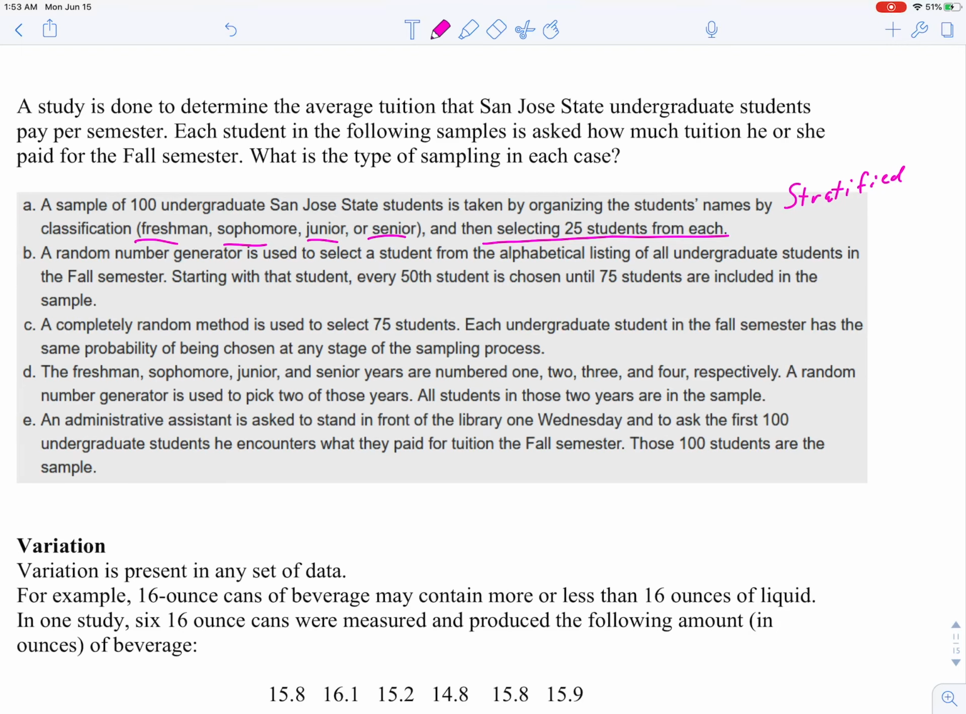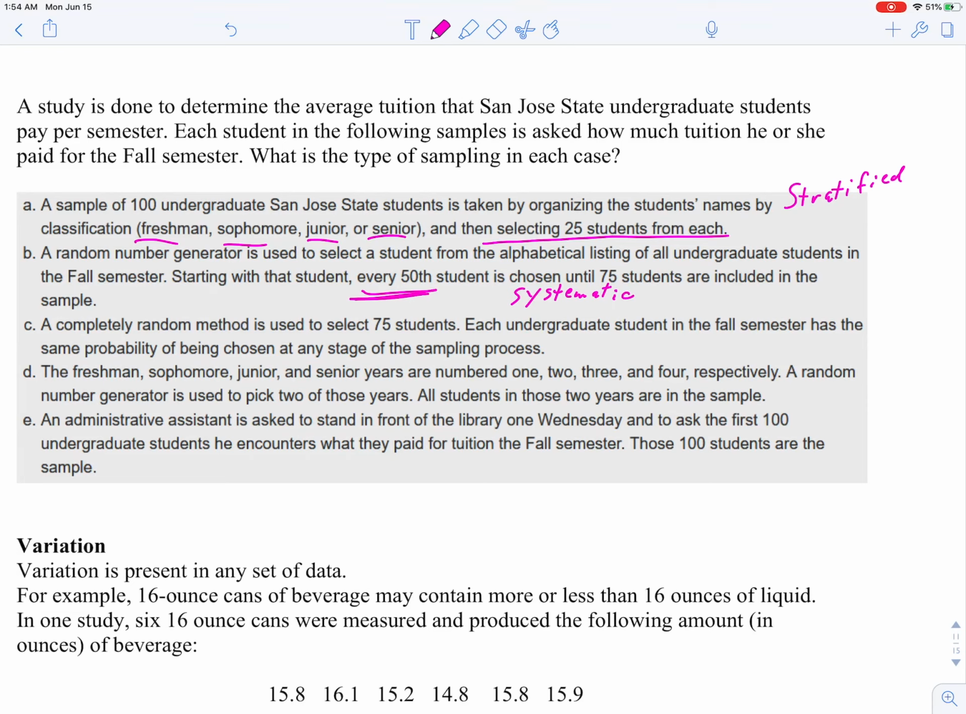All right, part B here. A random number generator is used to select a student from the alphabetical listing of all undergrad students in the fall semester. Starting with that student, and here's the key, every 50th student is chosen until 75 students are included in the sample. So every 50th student, that's a repeated process, right? So that is systematic sampling. It's a system, a repeated process.